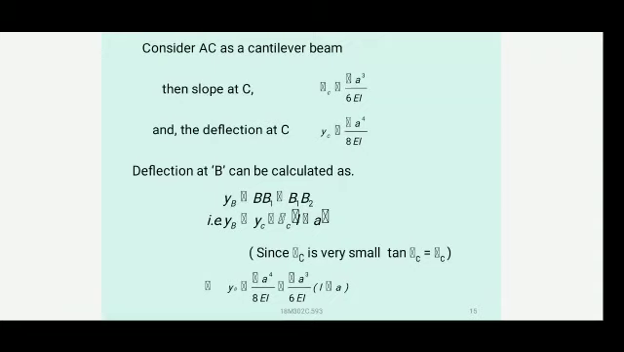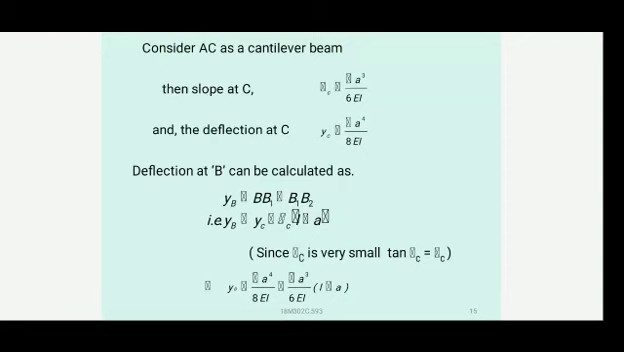Here consider AC as a cantilever with a uniformly distributed load. Then the slope at C, theta C, is equal to Wa cube by 6EI, and the deflection at C, YC, is equal to Wa to the power of 4 by 8EI. This is similar to the cantilever beam with uniformly distributed load up to point C.